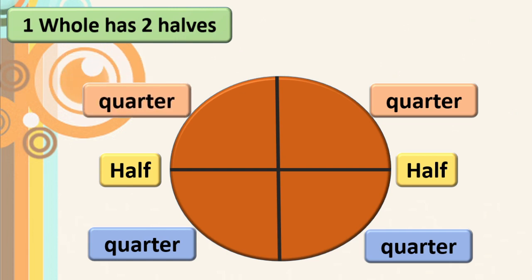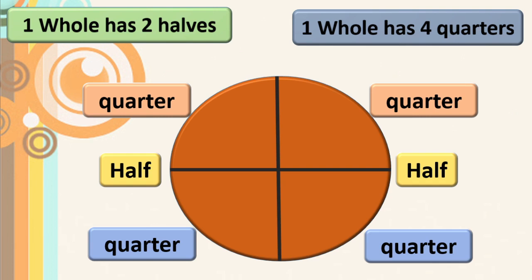Means from one whole, how many quarters do we get? We get 4 quarters. This is fixed. How? From one whole, we get 2 halves. That is fixed, isn't it? Like that only, from one whole, we get 4 quarters. Okay?